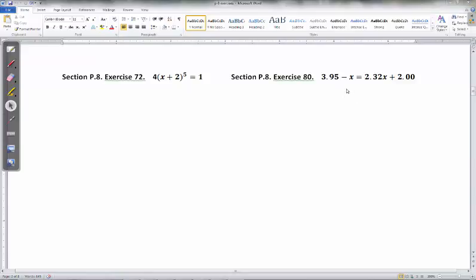If you work it as it sits, you just need to get all of your variable terms on one side, so I would subtract this 2.32x from both sides. So that would be negative 3.32x equals, move the 3.95 over, get negative 1.95, and then you'd have 1.95 over 3.32.